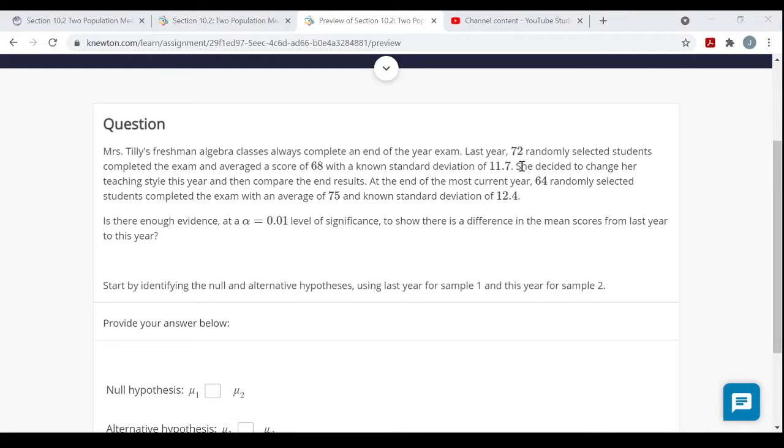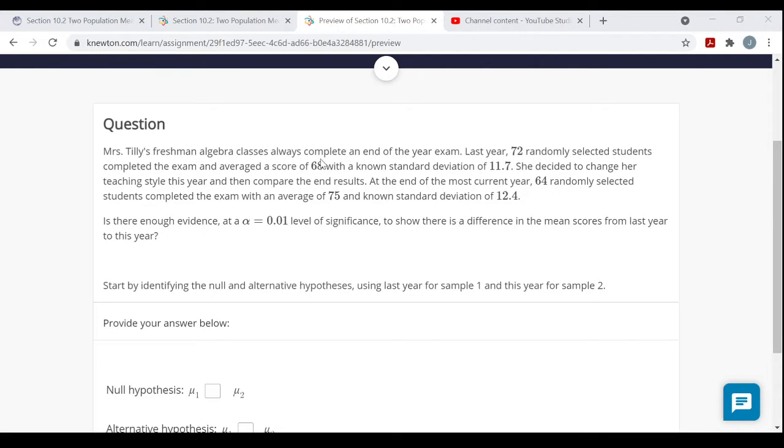She decided to change her teaching style this year and then compare the end results. At the end of the most current year, 64 randomly selected students completed the exam with an average of 75. And again, the known standard deviation. So this is a standard deviation for the population that's given to us here. Let's call it sigma 2. Is 12.4.